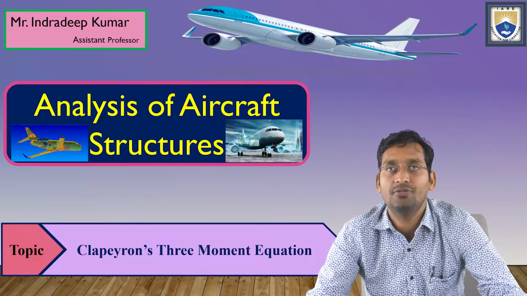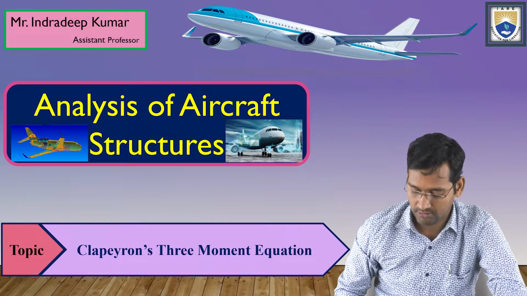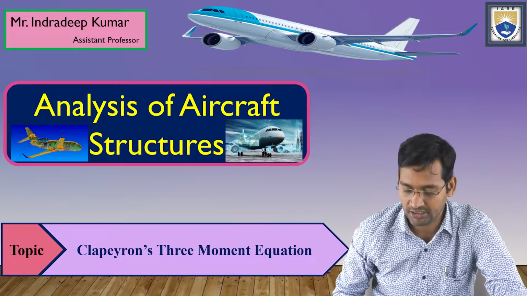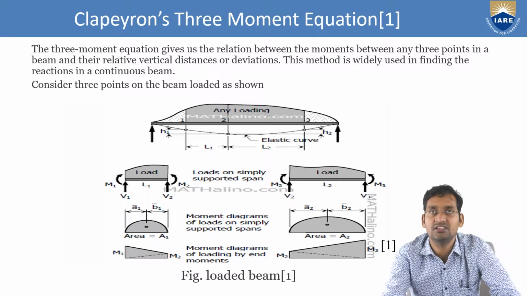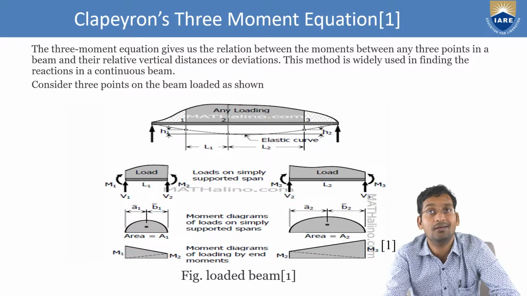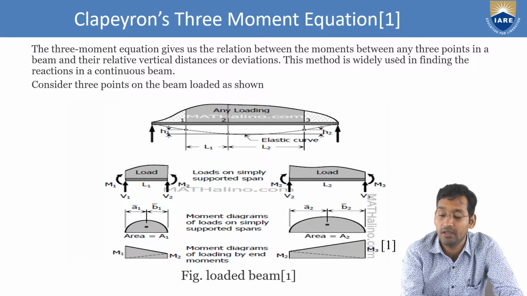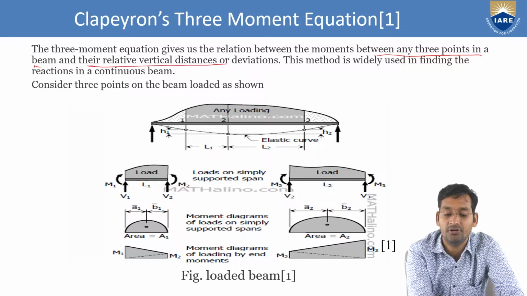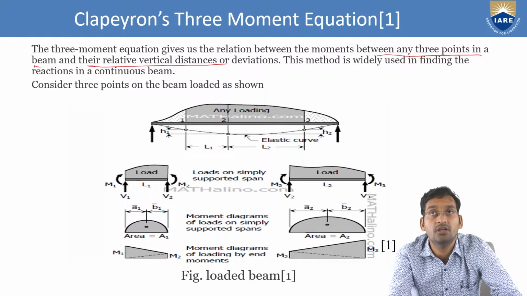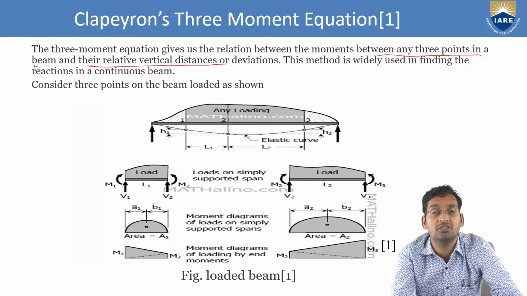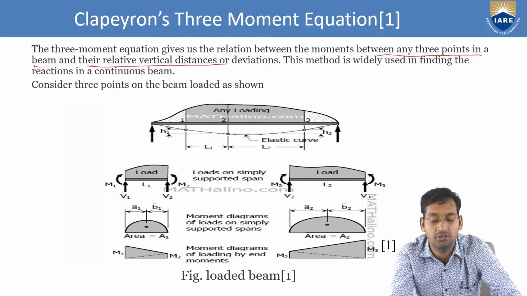In this video, we will see Clapeyron's three-moment equation, meaning how to derive it. First, what is it? The three-moment equation gives us the relation between the moments at any three points in a beam and their relative vertical distance, or deviation. So we can find how much it will deviate.